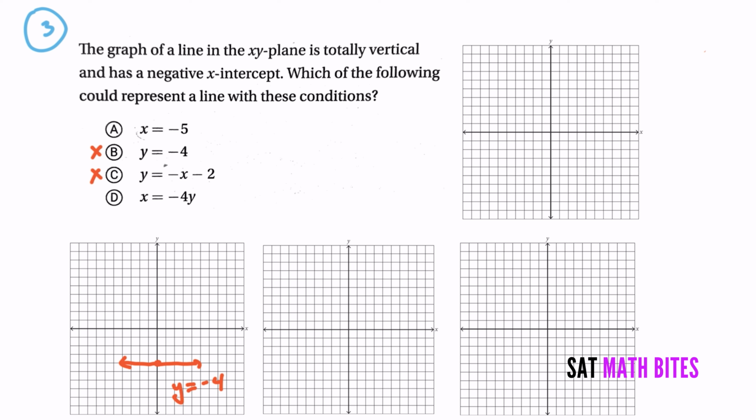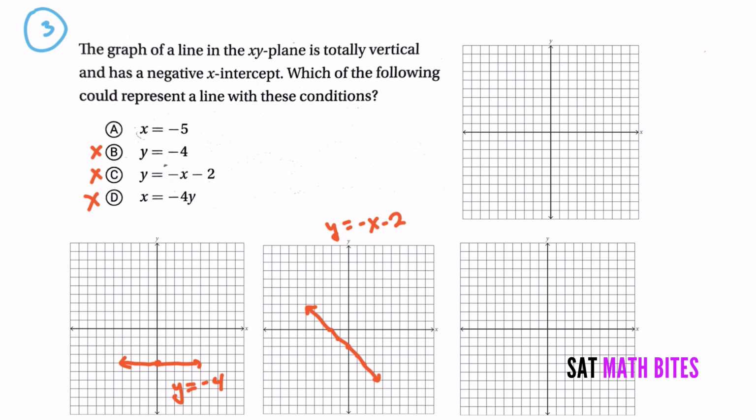y equals negative x minus 2. So the y-intercept here would be negative 2, and the slope would be negative 1. So this graph would look like this. This would be y equals negative x minus 2. We can see there is a negative x-intercept, but we can see that it's not vertical.